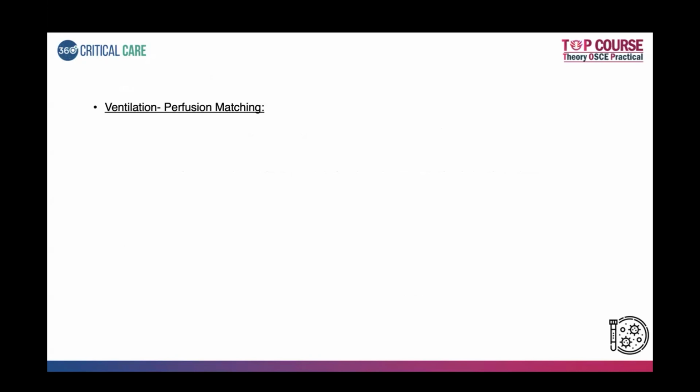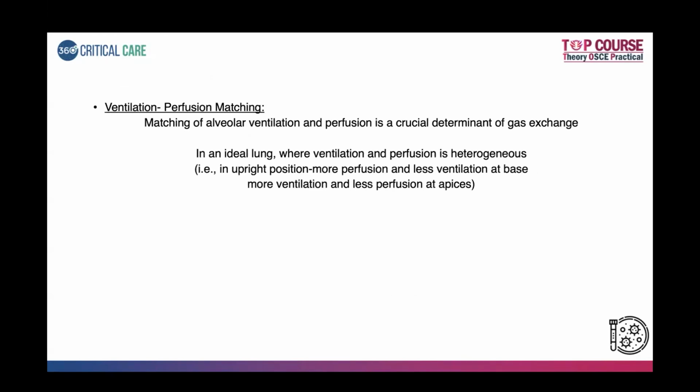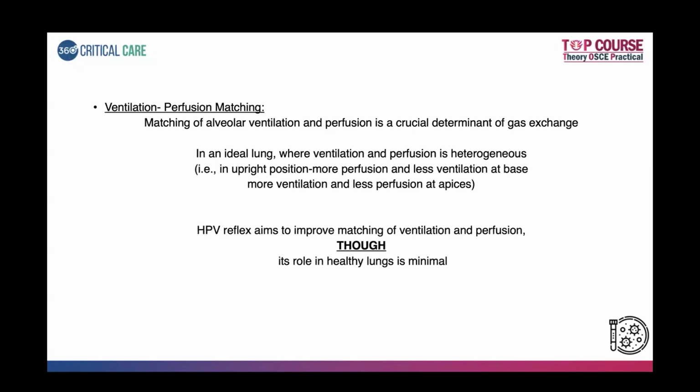Coming to ventilation perfusion matching. Matching of alveolar ventilation and perfusion is a crucial determinant of gas exchange. This is something which all of us know. Because even in an ideal lung, ventilation and perfusion are heterogeneous: in the upright position, there is more perfusion and less ventilation at the base, and more ventilation and less perfusion at the apices. The HPV reflex aims to improve matching of ventilation and perfusion, though its role in healthy lungs is minimal. It will only cause minor changes, because there's not going to be much significant influence on the oxygenation.